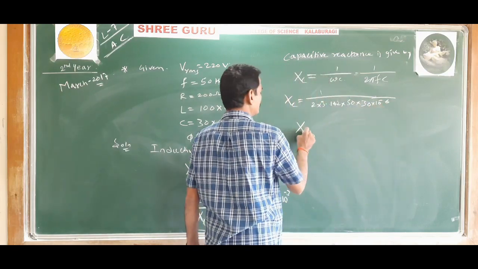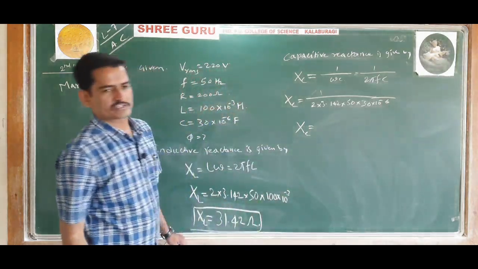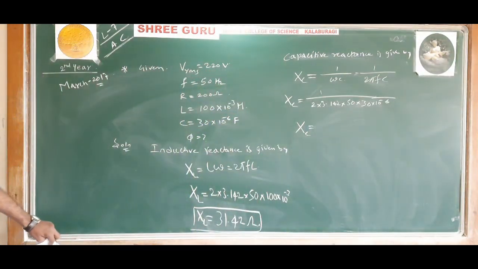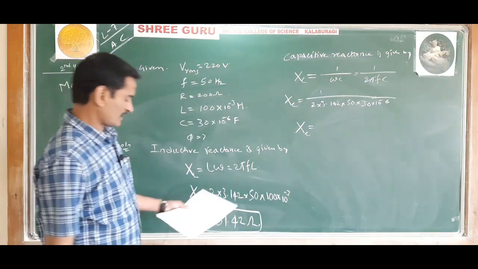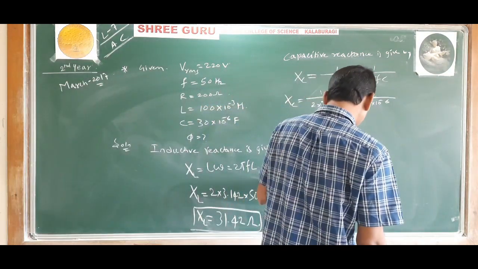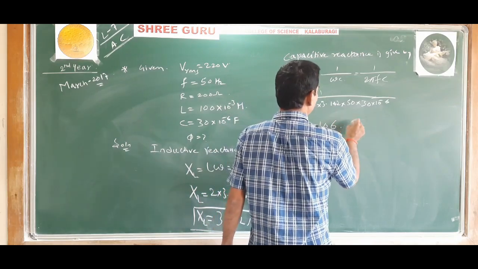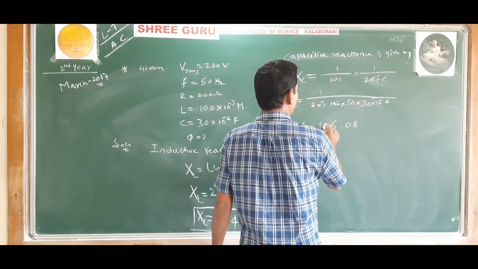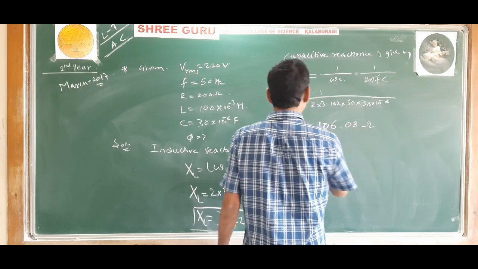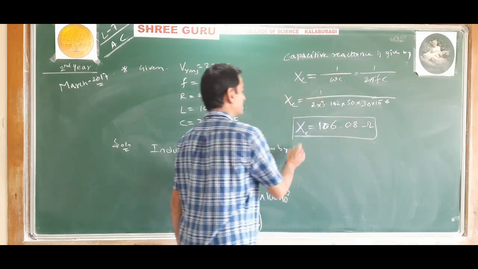Do the calculation. So on doing the calculation you will get the answer. So the answer will come out to be 106.08 ohm, that is capacitive reactance.